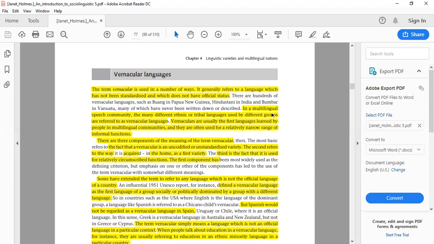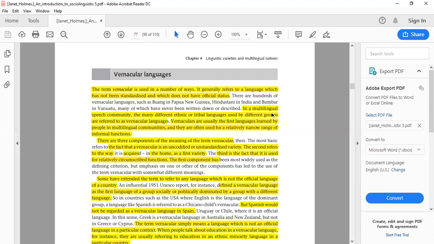And there are three important components of the meaning of the term vernacular. The first one is that vernacular language is an uncodified or unstandardized variety. I hope you know what is codification. The process of codification is that when a language has a dictionary in it, and proper grammar structures are given and books are written in it. This is the process of codification, and it is done formally, right?